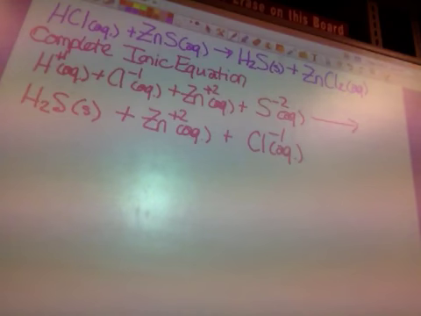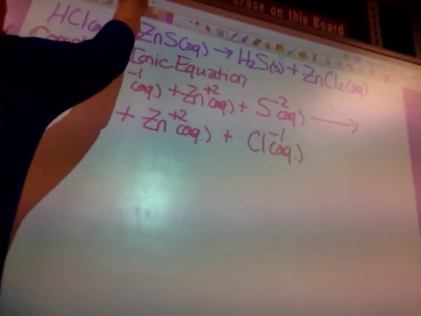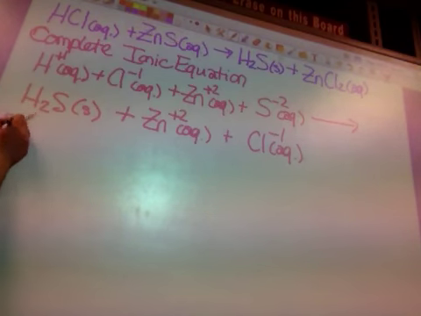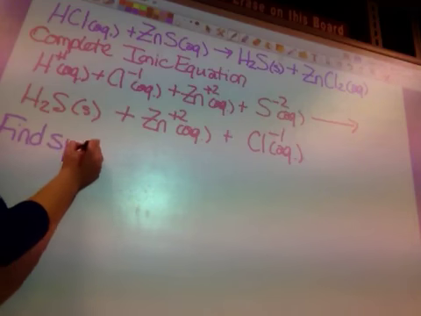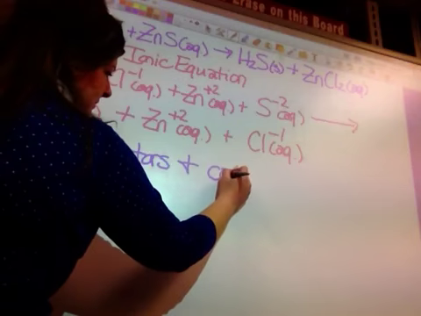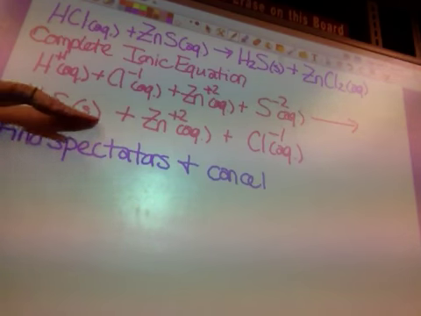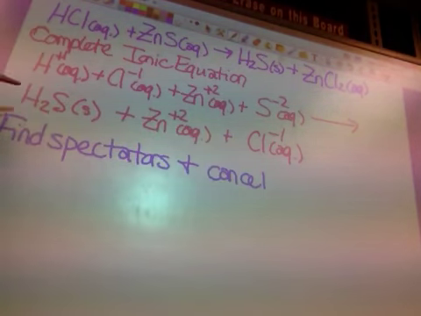Okay, so what shall I do now? Now I need to look at my complete ionic equation and find all of the spectators and cancel those out. So H with a +1, aqueous. Do I see that on my product side exactly? I do not, because hydrogen is with hydrogen sulfide that's in solid form. Those are not the same thing, so I can't cancel those out.